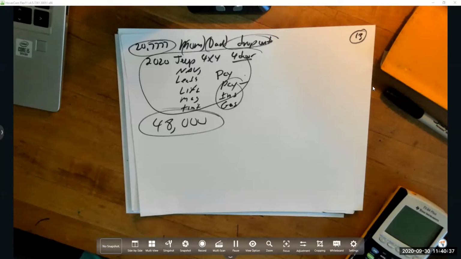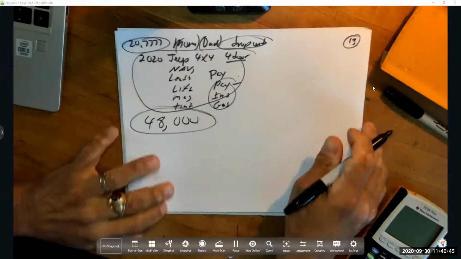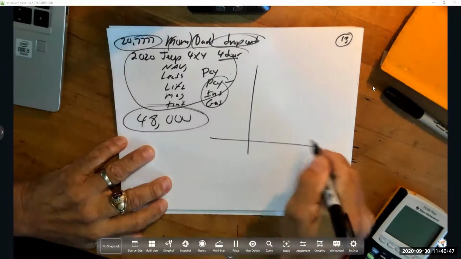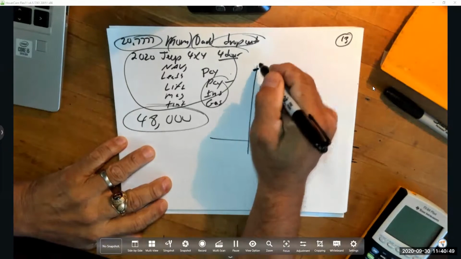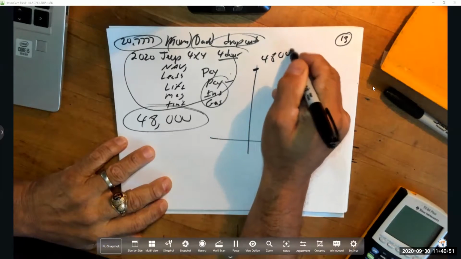And of course, your mom and dad are going to sign a contract for like 80 years to make payments on this truck, and they'll pay it off eventually, right? Now, I'm going to tell you another thing that happens. So right now, they're going to pay $48,000 for this Jeep.